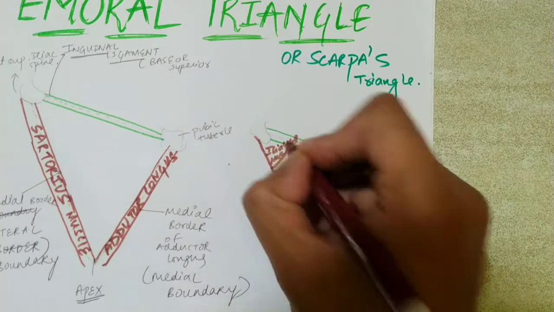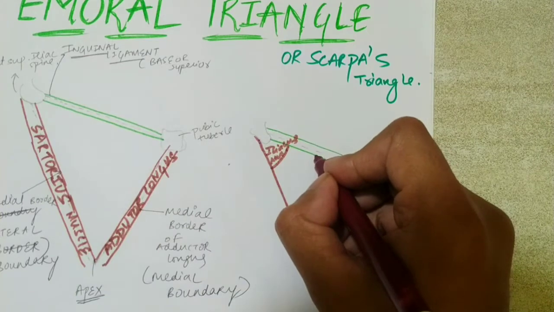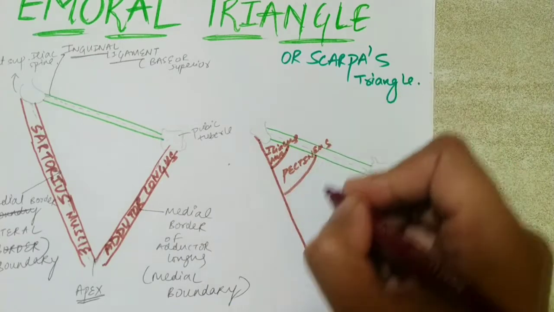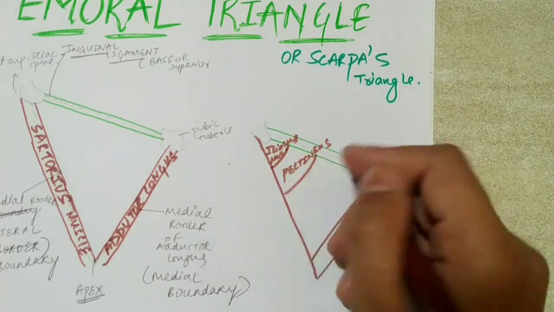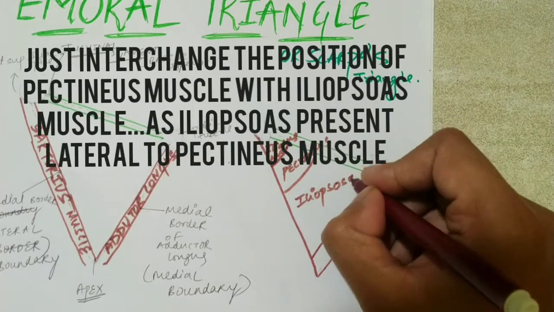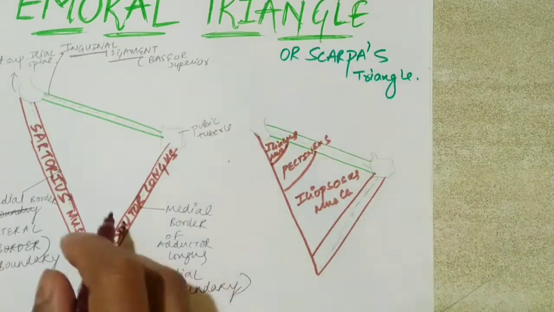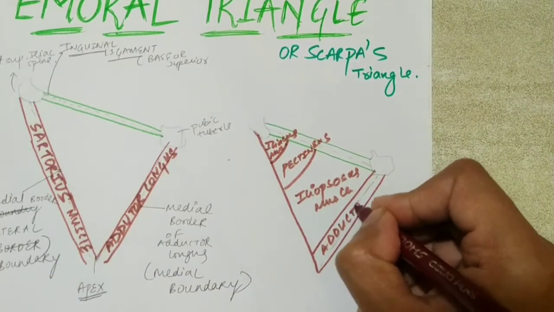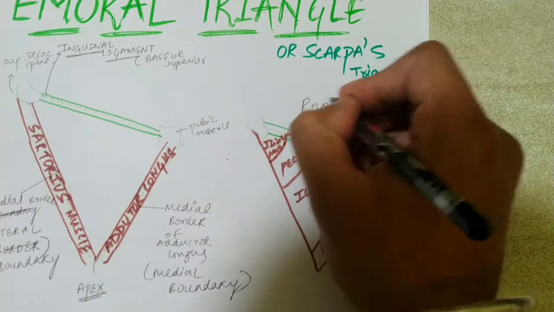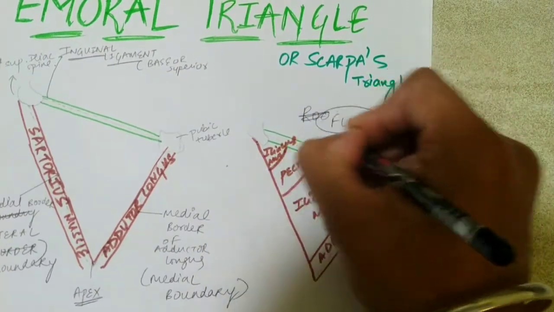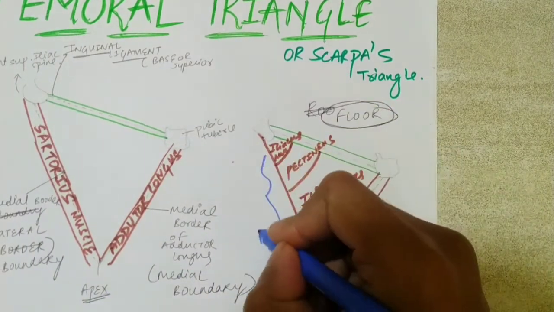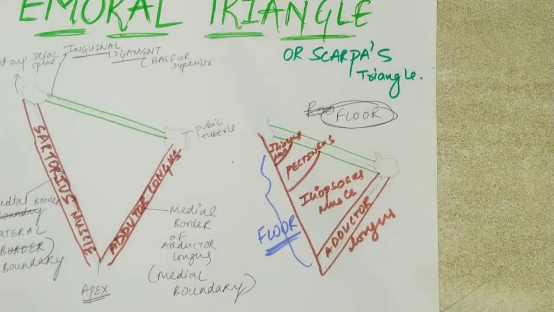Just medial to that will be your pectineus muscle, and just medial to that your iliopsoas muscle, and more medially the same adductor longus. So these four muscles form the floor of this triangle. So this much is clear, we are done with the floor.